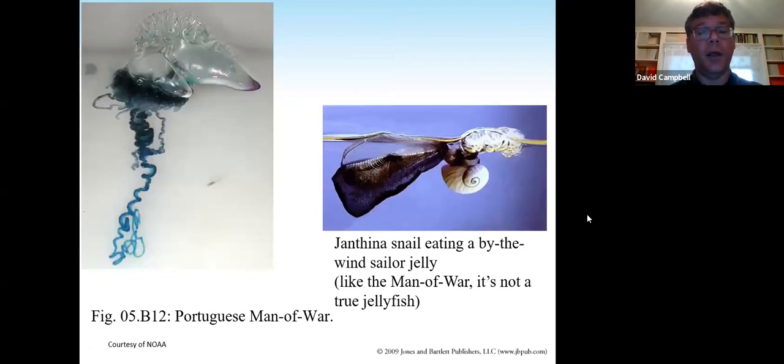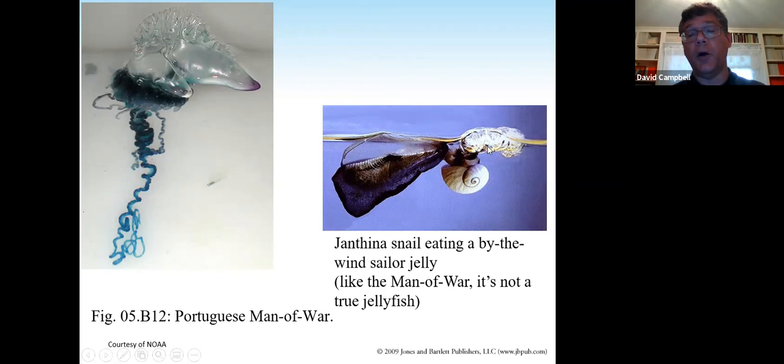Couple of floating animals here. We have on the right, this is a by-the-wind sailor jelly. It's not a true jellyfish, it's actually a hydrozoan, but a broadly related group there. It has a float with a little sail to drift around on the ocean surface. This one is being eaten by a Janthina snail here, a purple snail. The snail makes a bubble raft here.